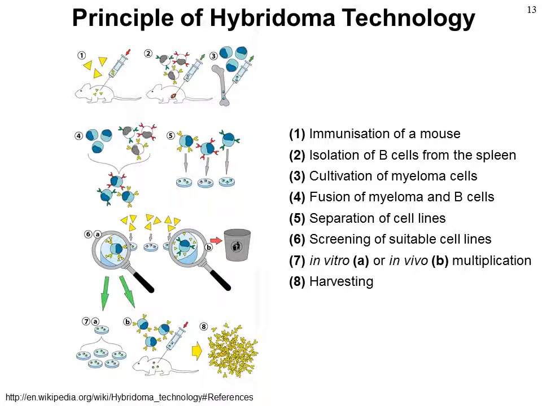In the older days, it was difficult to grow these cells into large batches, and the cells were re-injected into the mouse, creating a local tumor, and from that tumor an ascites fluid was isolated containing the monoclonal antibody, which was then purified. This is not done anymore today.